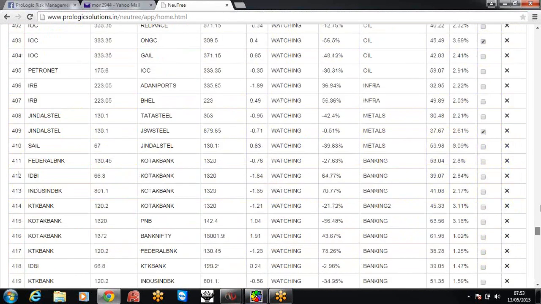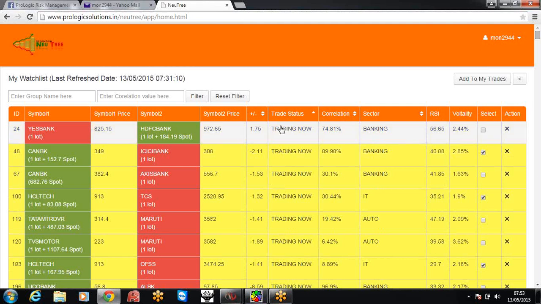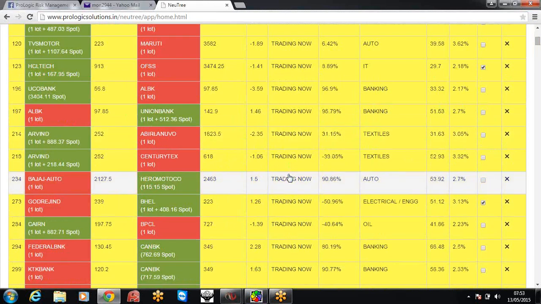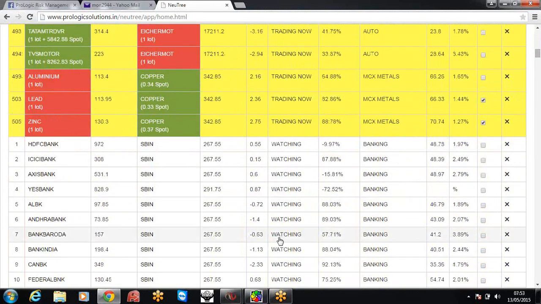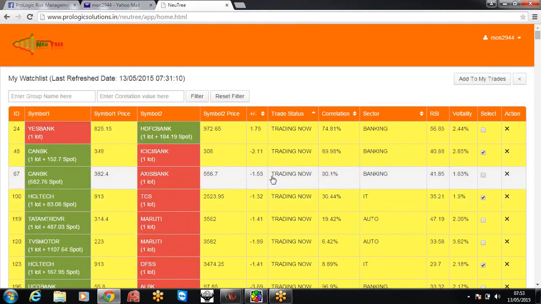Now let me just come back to, you can select it this way also, the trade status. You have some trades running, trading now, and you have some trades like watching. Watching in the sense those are the upcoming trades or future trades that can be generated. Now, these are some of the trades that are running.